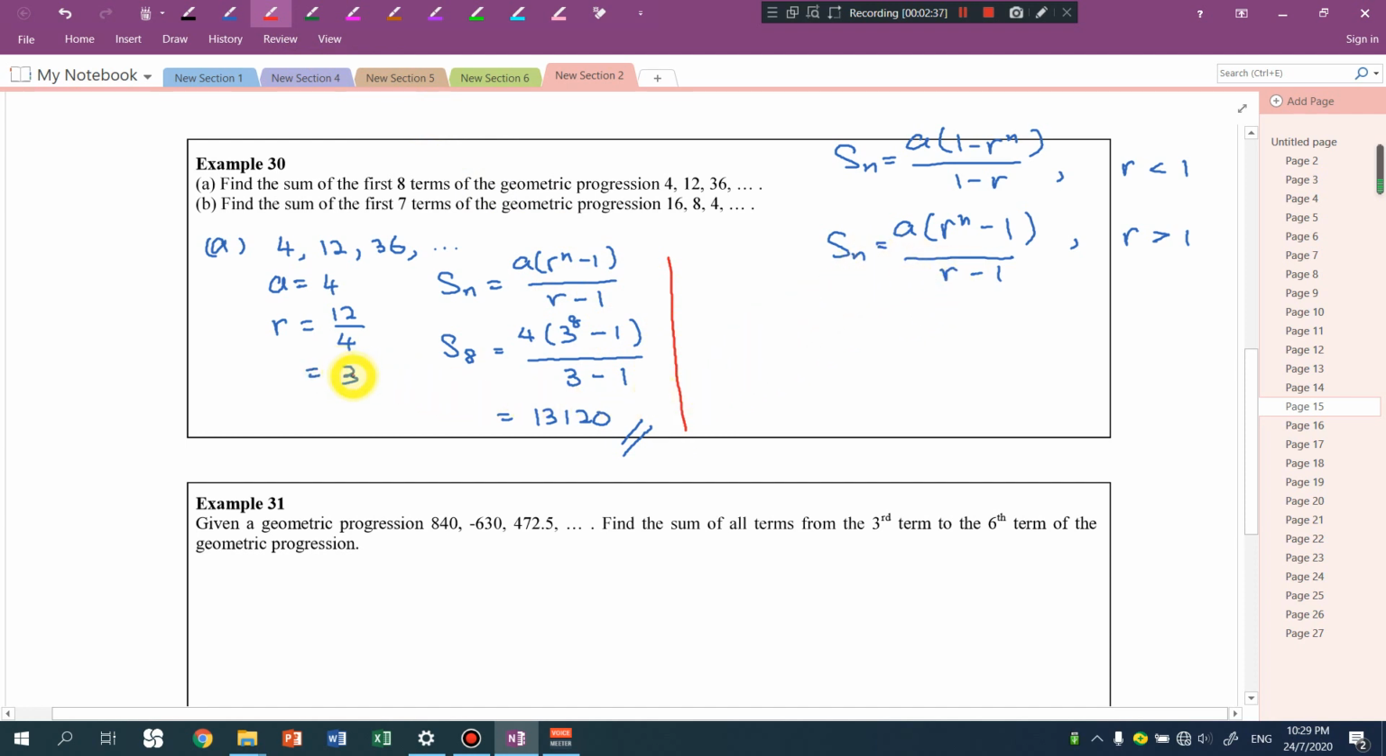Let's say you don't want to use this formula, you want to use the other one. The r is greater than 1, right? Just now I used this formula. How about now we try using this formula, to see whether we can get the same answer or not. a(1 minus r^n) over (1 minus r). If you try using a calculator to check, you will get exactly the same answer. The r is 3. Yes, you will be able to get exactly the same answer, 13120.